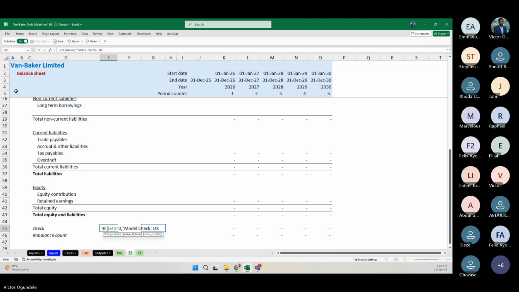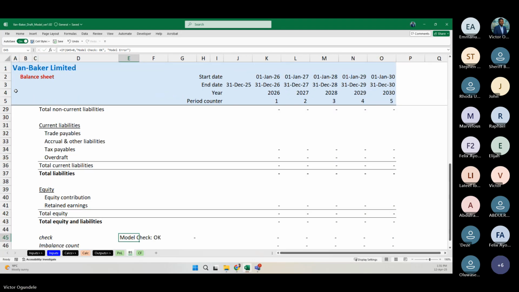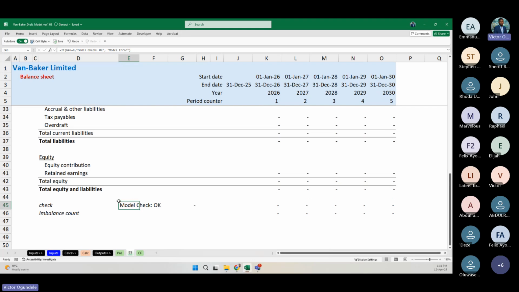okay, right? Then if not, you should just give us another double quote, model error. I'm sure you know how to use IF, right? So model error, close my bracket and have this. Okay. So please do that.